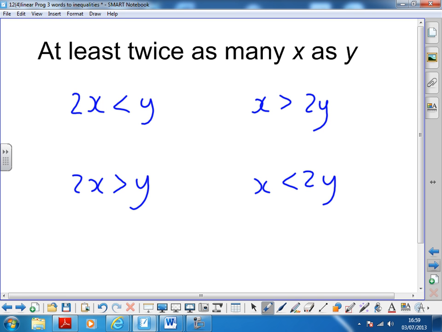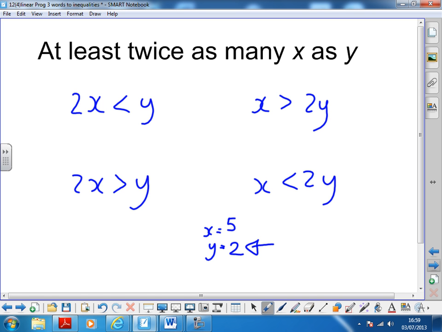So, we can think of it using examples. At least twice as many x as y. Can you give me an example of an x and a y where I have at least, or more than, twice as many x as y? So if you had, say, 5x and 2y. Okay, so I would be saying, how many y have I got? 2. I need to have at least twice as many x's than that. So notice that it's the 2 that's the focus here, because you chose y as 2.